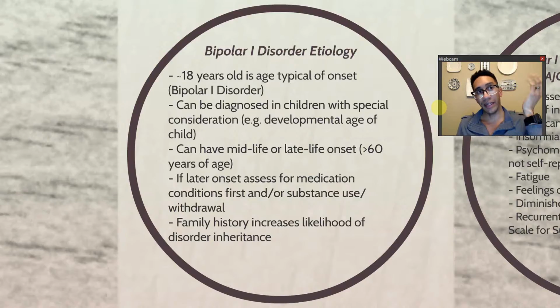It could be that a kid is like 14, 15 years old, but they're very far along developmentally, so then you would have to take that into consideration when you're looking at what's going on and does this child qualify for this disorder. Can have midlife or late life onset, so even above 60 years old, which I thought was pretty fascinating. But what the DSM recommends to do is if there's later onset, assess for a medical condition first or substance use and withdrawal.